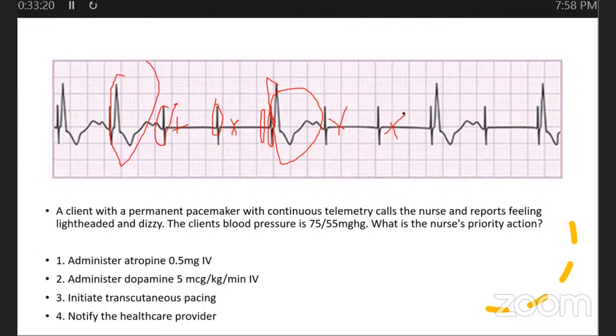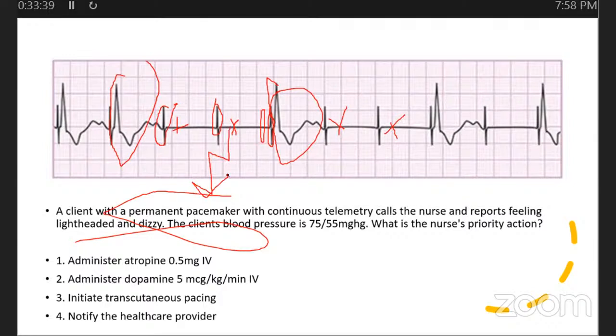And that failure to capture is what is causing bradycardia and hypotension in this client. That's why he's complaining of all of these symptoms. He has a permanent pacemaker, they've told us, and yet we are seeing this on the rhythm. It means this pacemaker is not functioning as it should.